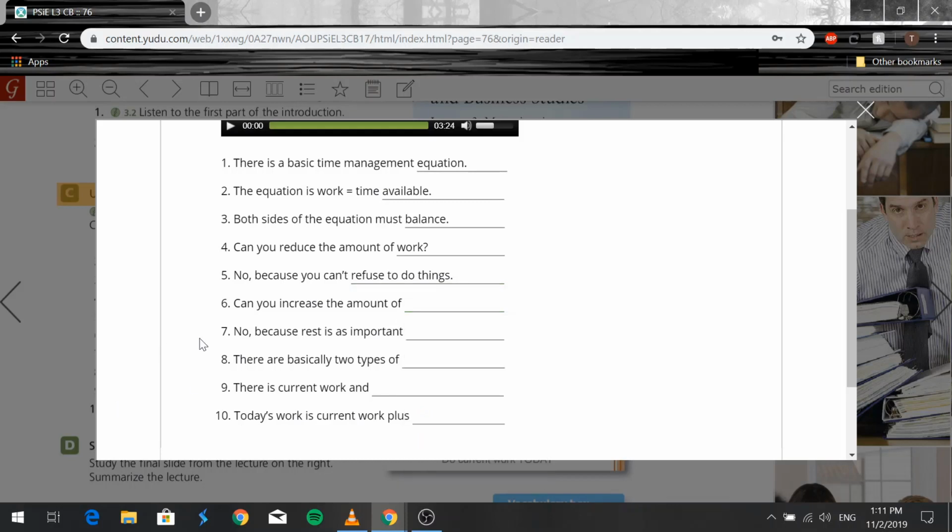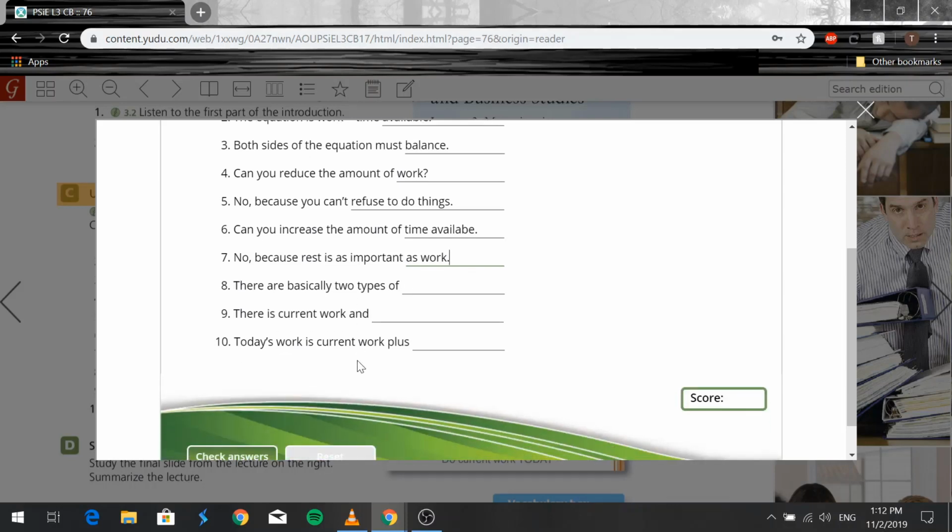Well, can you increase the amount of, we'll say, time available, right? Time available. No, because rest is as important, we'll say, as work, right? That's in the tutor's mind, and I think a lot of people will agree with that rest is as important as work.